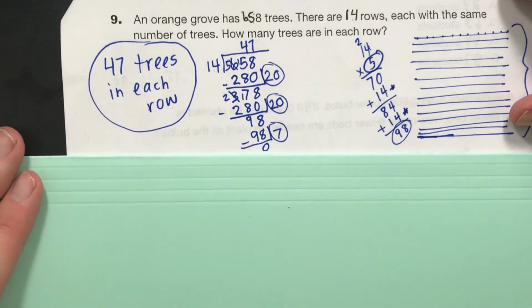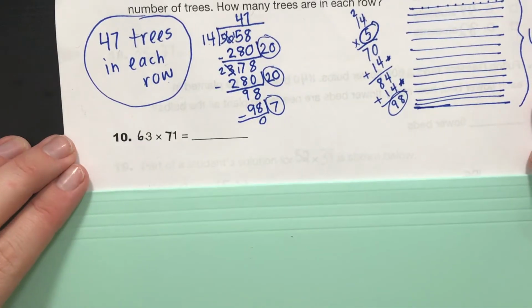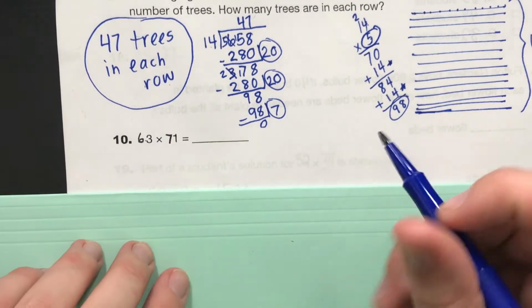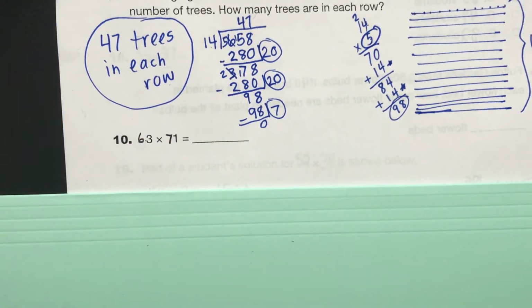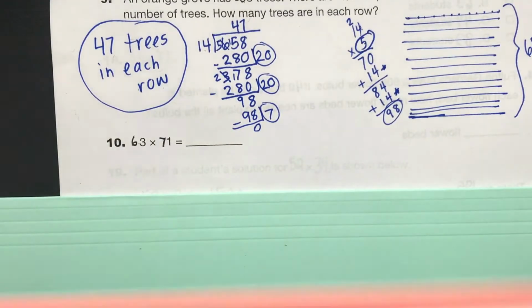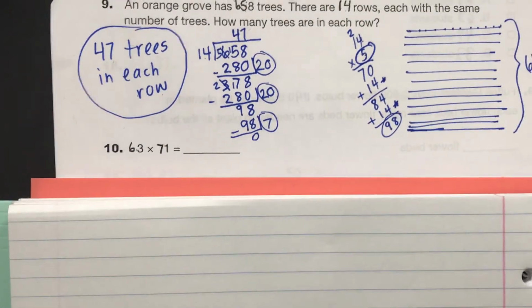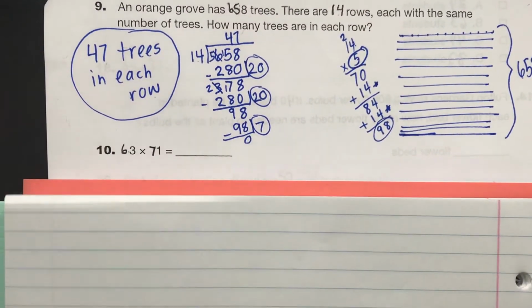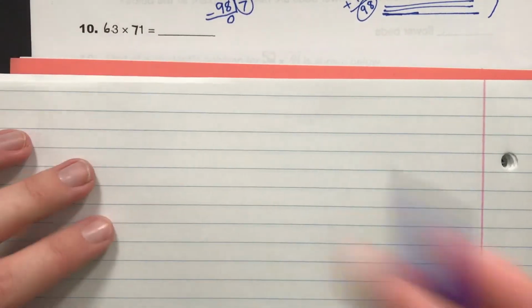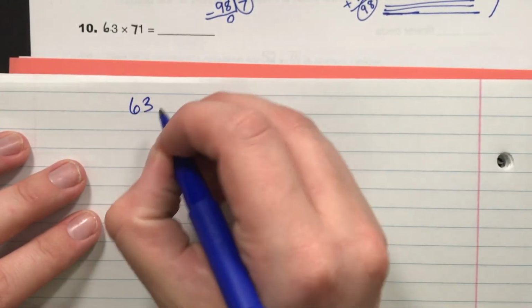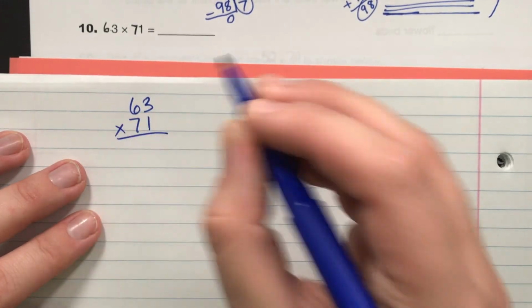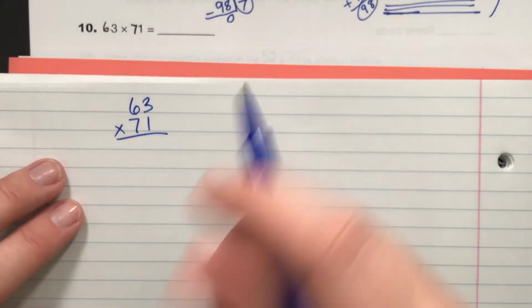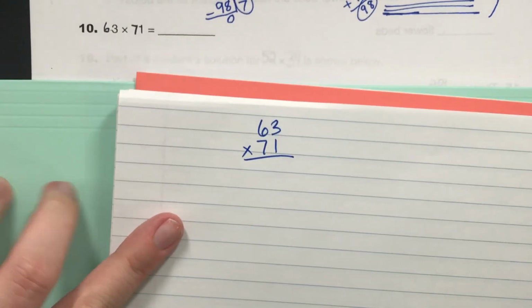All right, let's look at number 10. Oh, another multiplication problem. All right, so I'm going to use a little bit of scrap paper because I don't really have a lot of room here. So let's go ahead and rewrite our problem. 63 times 71. I'm going to do partial products this time. Move this to the center.